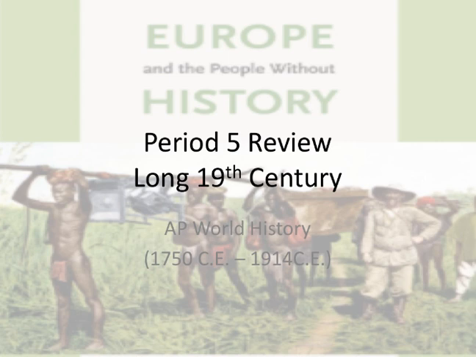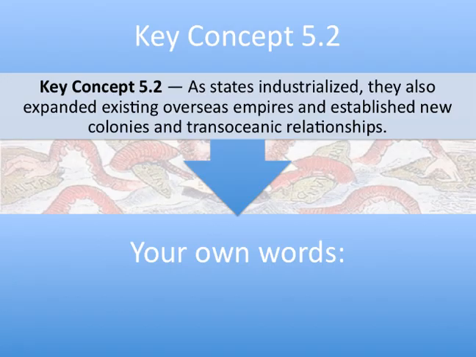So, we're going to continue our discussion of the long 19th century, period 5 in the College Board's concept outline for AP World History, with key concept 5.2. Key concept 5.2 states that as states industrialized, they also expanded existing overseas empires and established new colonies and transoceanic relationships. Go ahead and pause me and throw that into your own words and see what I got when you are done. All right, so I basically said that industrialization led to imperialism. That's the case. So this key concept is mostly about imperialism.